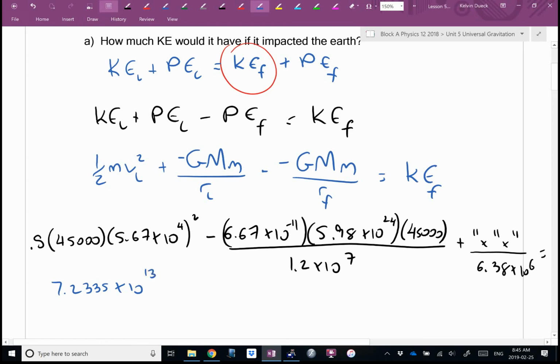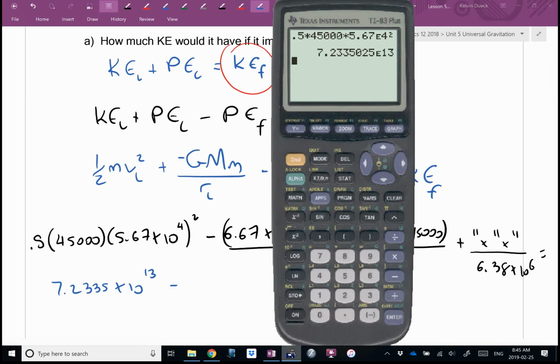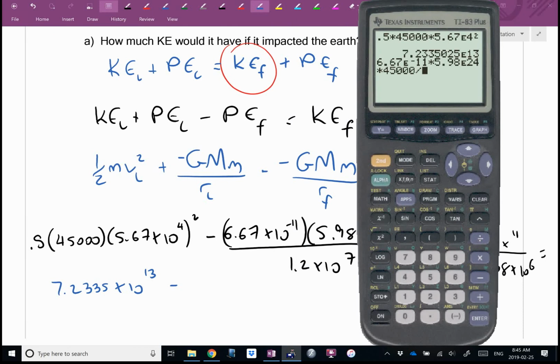Is that correct on that first number? People nodding. And then I have a minus 6.67 times 10 to the negative 11 times 5.98 times 10 to the 24th times 45,000. Oh, I missed a 1, Mr. Dueck. Divided by 1.2 times 10 to the 7th. Squared? Nope. That looks good.